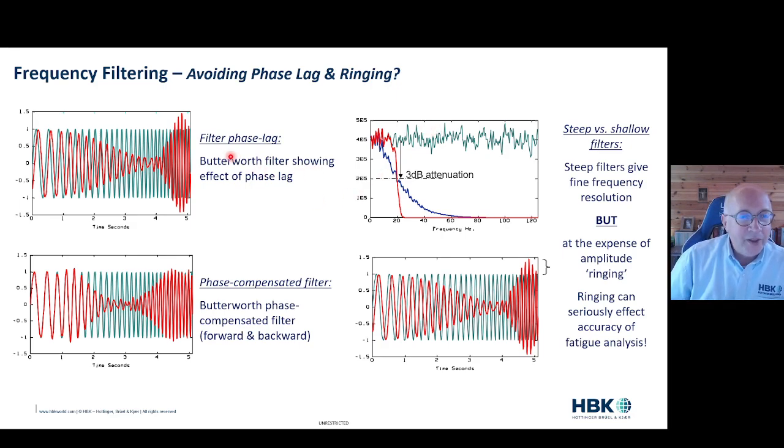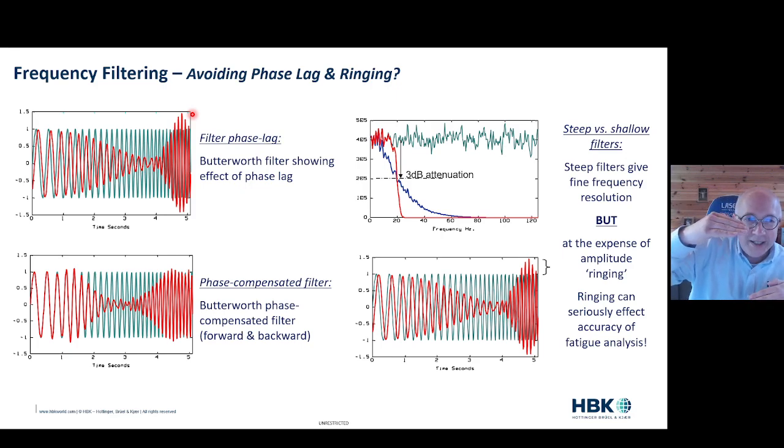So first of all, this is a filter. It's a Butterworth filter, and it's showing phase lag. So we can see our blue signal is the original, and our red is now lagging. This is actually a band reject filter. So we can see it starting off, and then it gets to this frequency here where it starts to reject it, and then it comes back out. And we see here we've got this ringing.